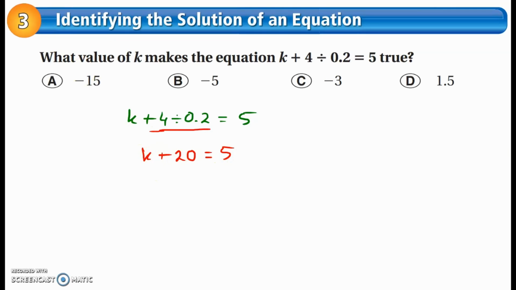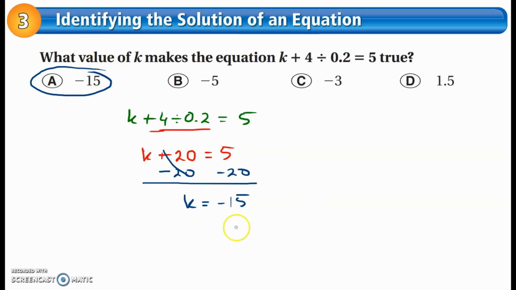Now, k is being added to 20, or 20 is being added to k, so we want to subtract 20 from each side. The 20 cancels out. K is equal to -15. All right, so that makes A our answer.